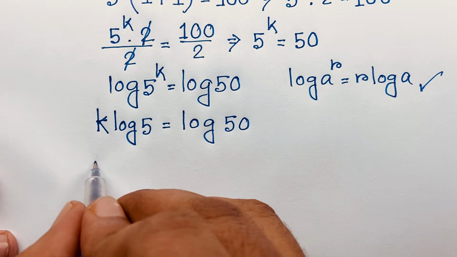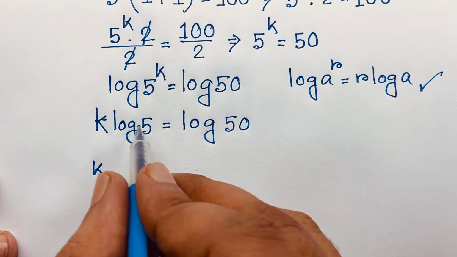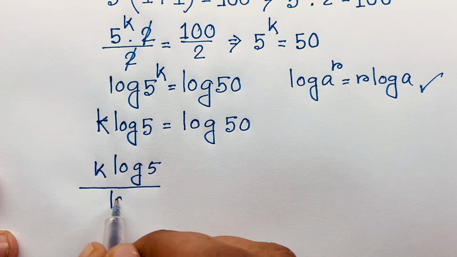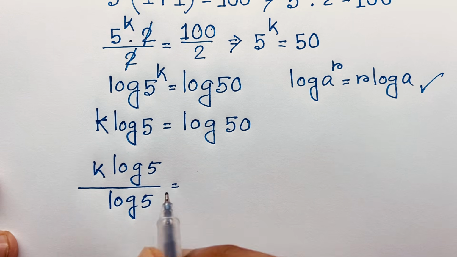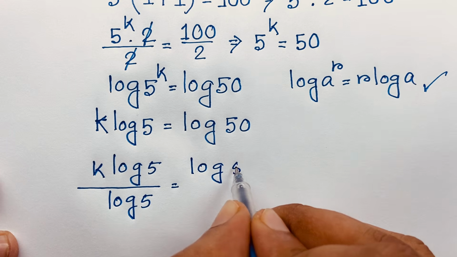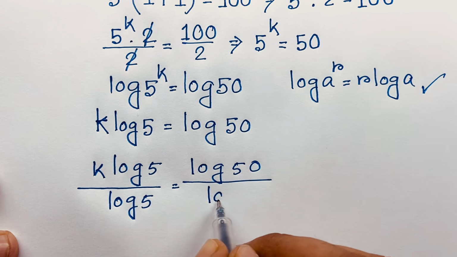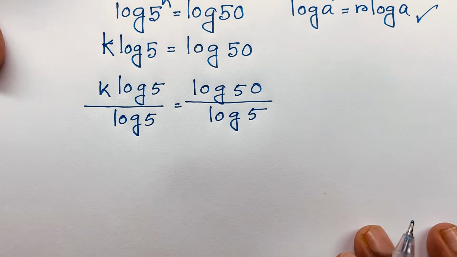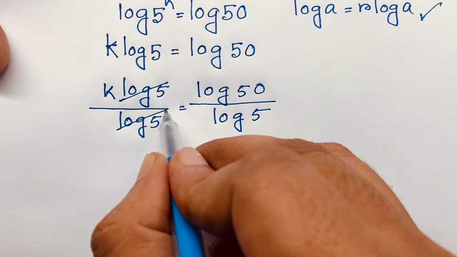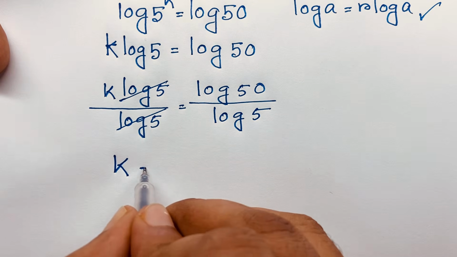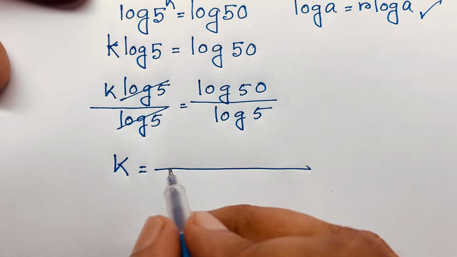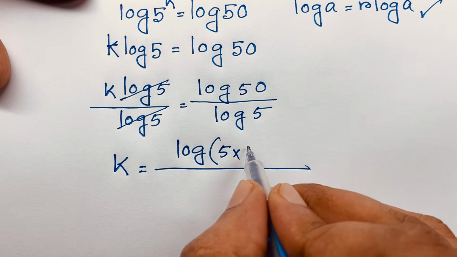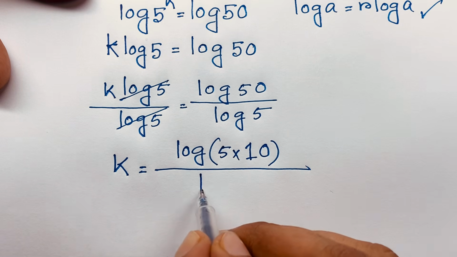Now this is k log 5, and I divide both sides by log 5. I take here log 5, then this is log 50 divided by log 5. I solve this question step by step. It is a nice interesting exponential maths problem. Now log 5 is cancelled, we find k, and here is natural log 50. So log 50, it will be 5 times 10, it will be 50, and this is log 5.